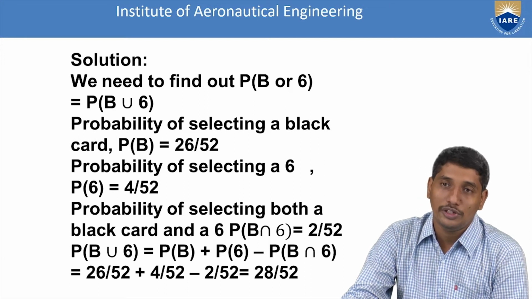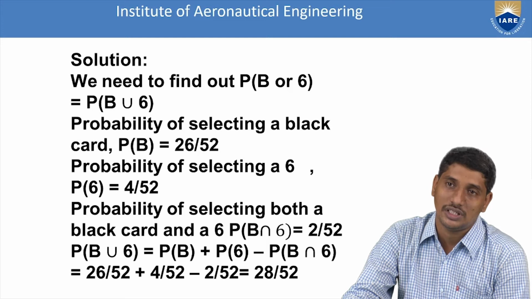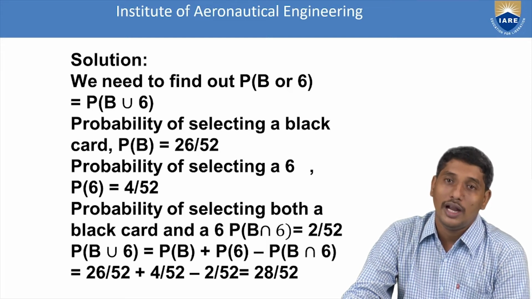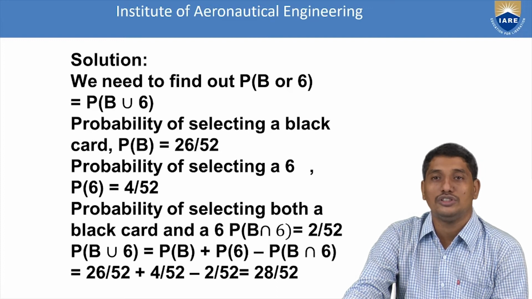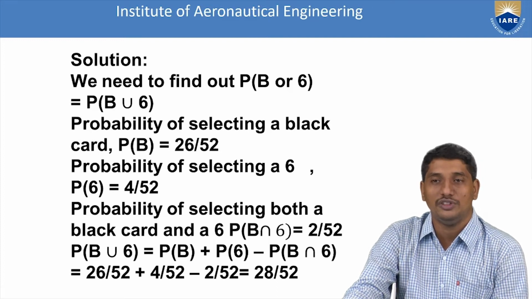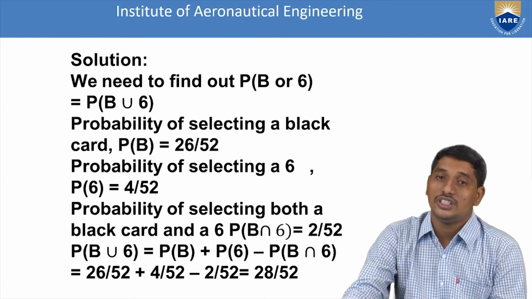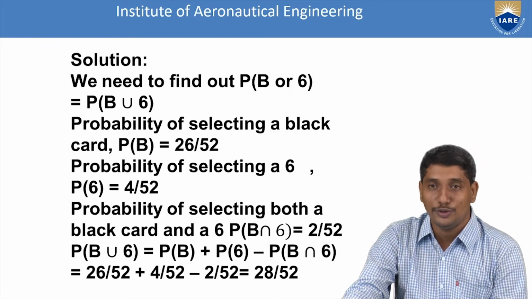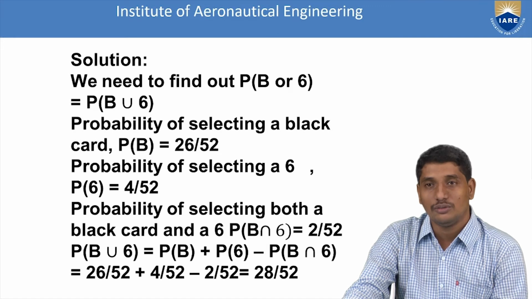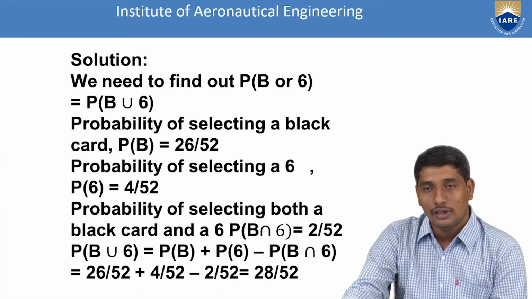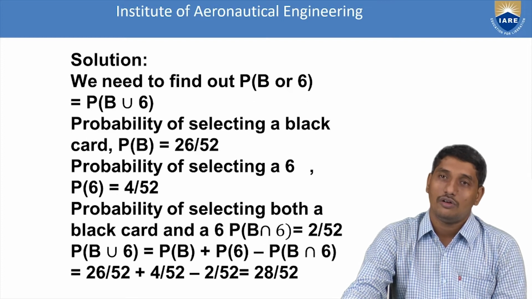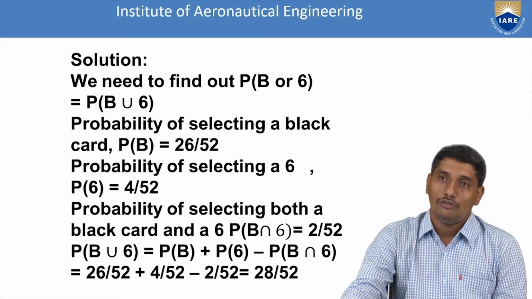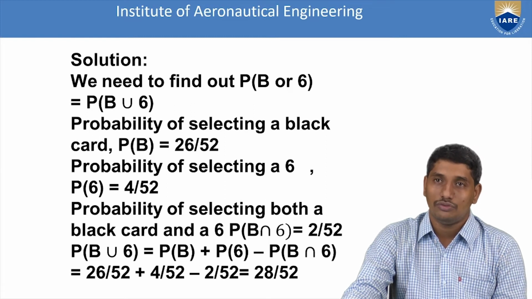So the probability of getting a black colored 6 is 2 by 52, and by substituting these values into P of B union 6 equals P of B plus P of 6 minus P of B intersection 6, we get 26 by 52 plus 4 by 52 minus 2 by 52, which is nothing but 28 by 52. So in this way we have an example of finding the probability of two events by using the additive law of two events.